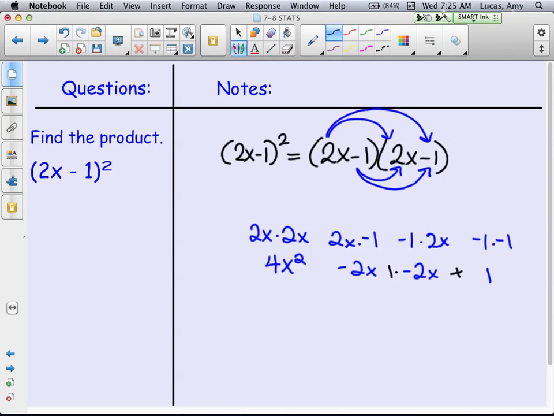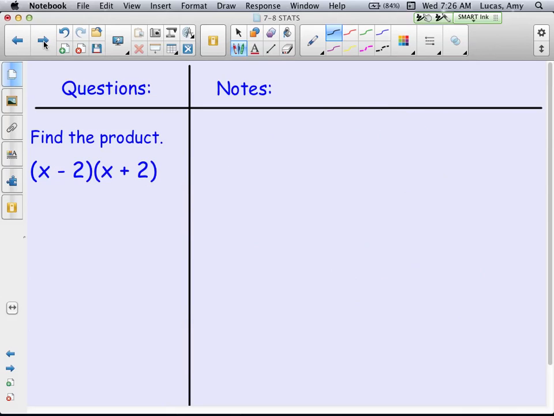Add together my 4 products. Negative 2x plus negative 2x is negative 4x. So 4x squared minus 4x plus 1. My next product, this one is now going to be a difference of squares because my 2 binomials look very similar to each other, but they are not the same. They have opposite signs.